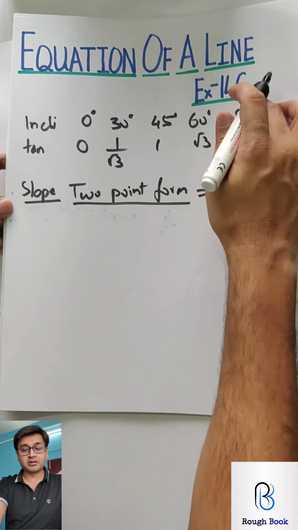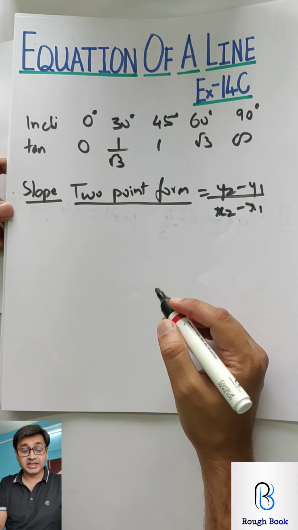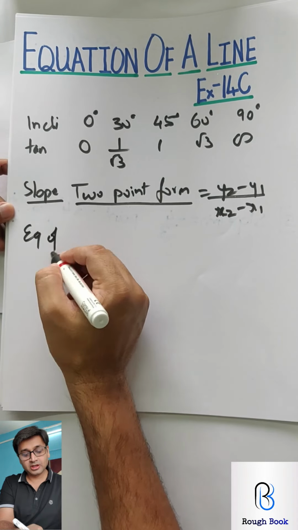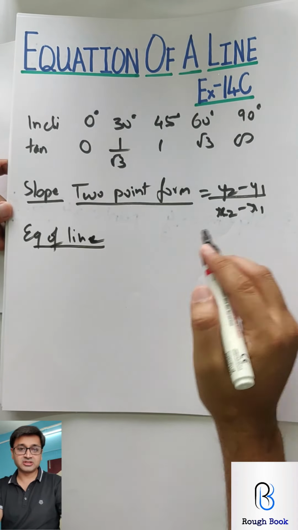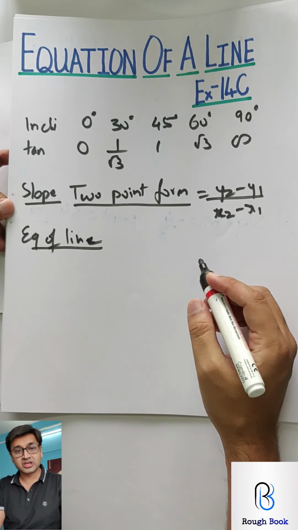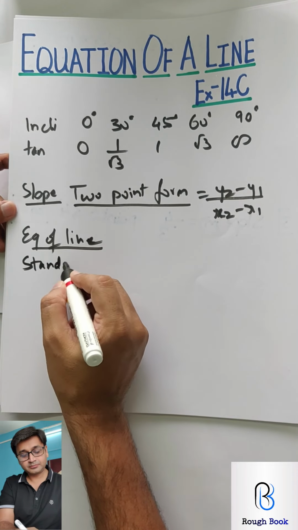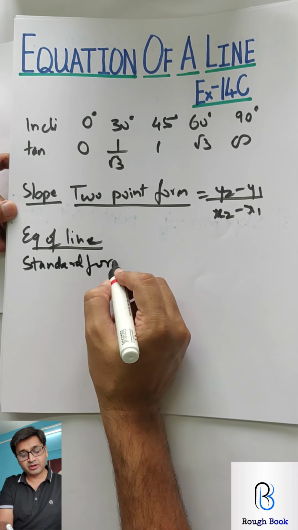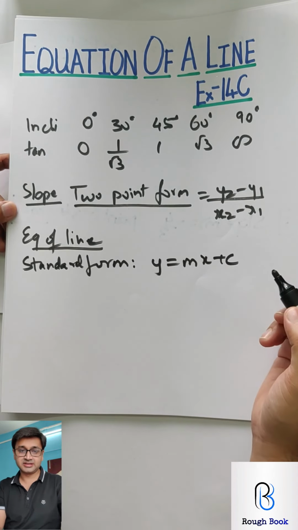Now we are getting into the third exercise. So two major things. Now we are going to actually find the equation of a line. In the first exercise, the equation was given to us. Now we are going to find the equations ourselves. So the first method is called the standard form. Standard form, what does it say? It says y is equal to mx plus c.